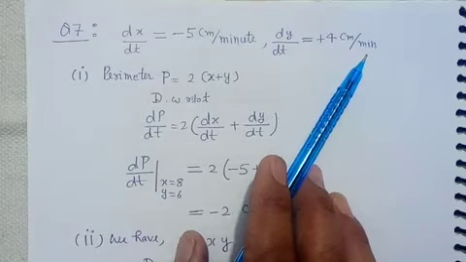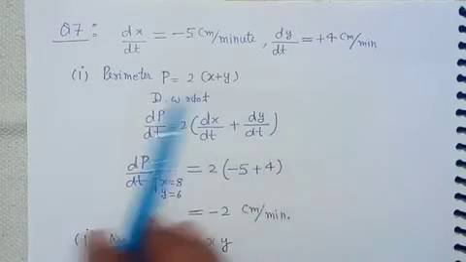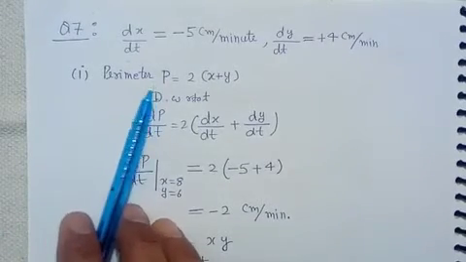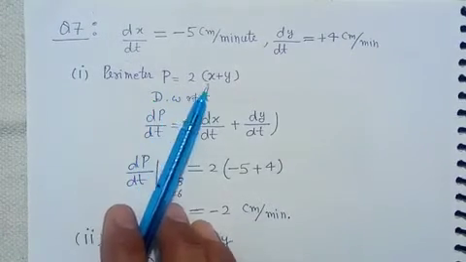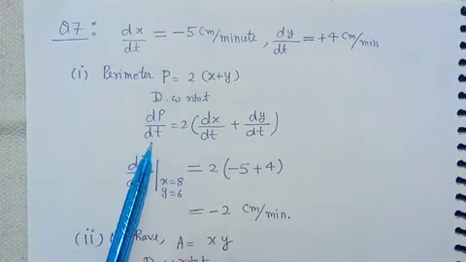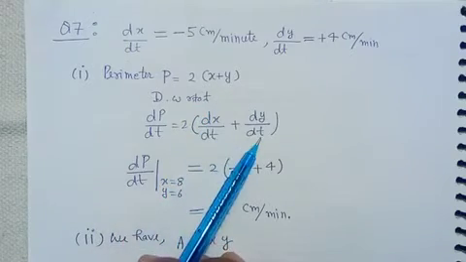When x equals 8 and y equals 6, find the rate of change of perimeter. So first part, rate of change of perimeter. First step, establish a relation. So perimeter is twice length plus breadth. Now differentiate with respect to t. dP upon dt is twice, x means dx by dt and y means directly will be dy upon dt.